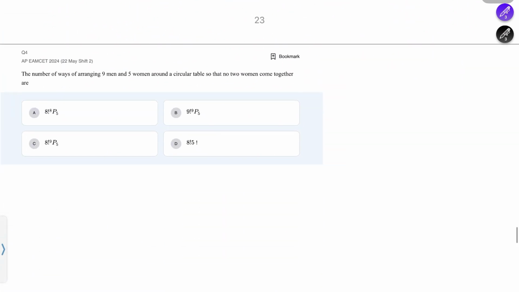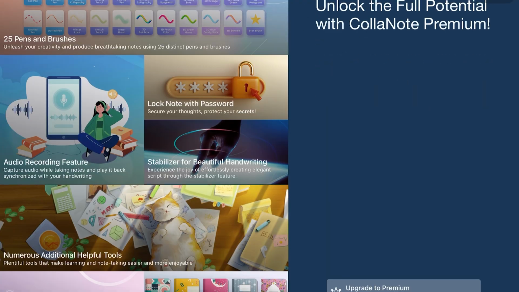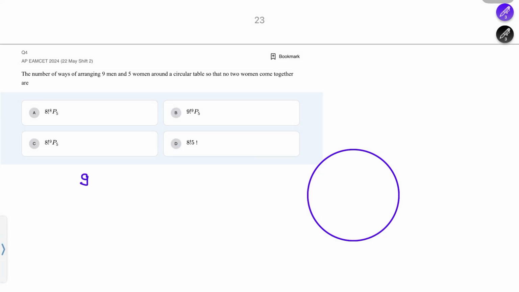Let's start the next question. Given the number of ways of arranging nine men and five women around a circular table so that no two women come together, it is a very easy type of question. Arranging so that no women are together, so use the gap method. Firstly arrange the nine men. How to arrange them? 9 minus 1 according to a round table, so 8 factorial. Once the 9 men are arranged, there are 9 gaps, and we arrange the 5 women in the 9 gaps.